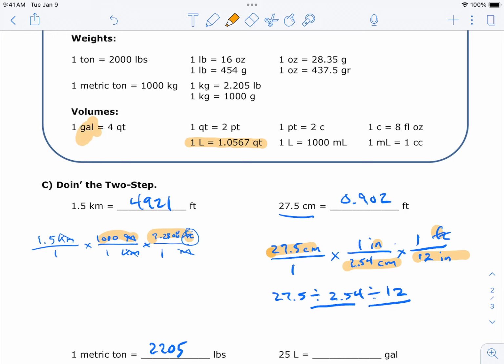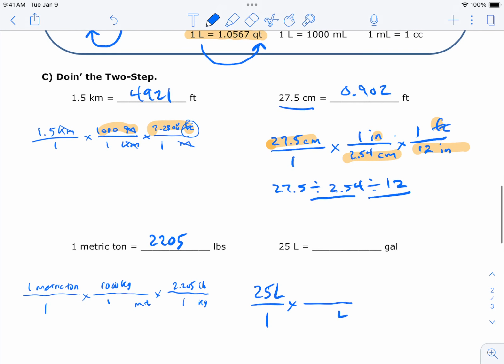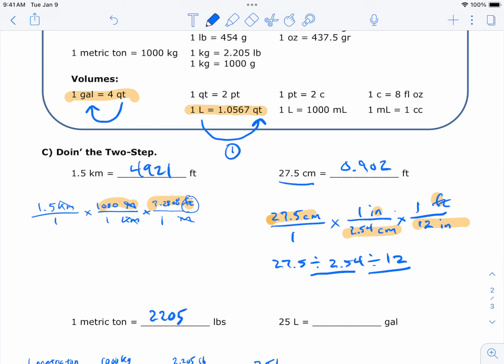I'm trying to get over here to gallons. Remember, the big stuff's on the left. Well, I'll just have to use these two, really. Because this one will get me from liters into quarts, and then this one can get me from quarts into gallons. And that's what I want is gallons. Okay, cool. So I'll use this one first.